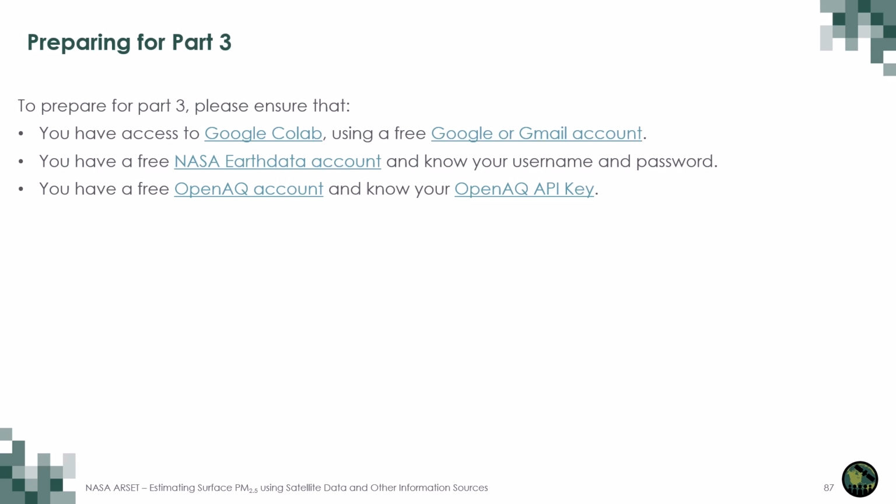And finally, we ask you to have an OpenAQ account to access an OpenAQ API key, which we'll also be using to download data from that global data aggregation service that we discussed in part 1. If you don't have an account, again, that's free to sign up for. So you can go to the OpenAQ website and register for an account, and they will provide you with an API key.